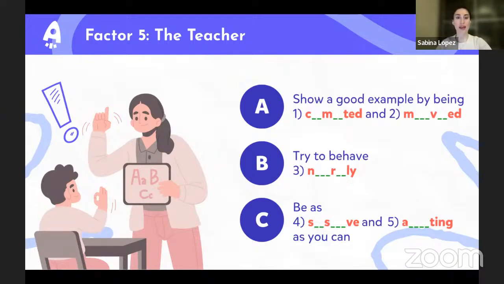And while you're guessing, guys, I'm going to read them out. So some tips for you to increase student engagement is show a good example by being something and something. Try to behave something and be as something and something as you can. So I'm curious, do we have anybody who's guessing? Remember, it should be one message. All five words in one message.